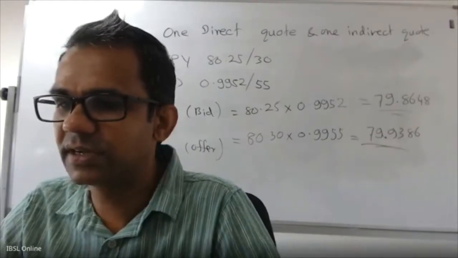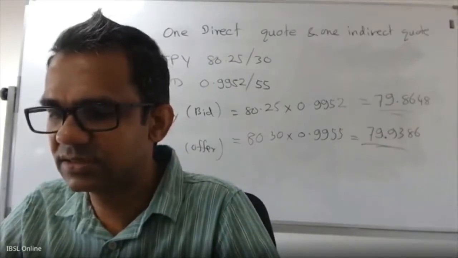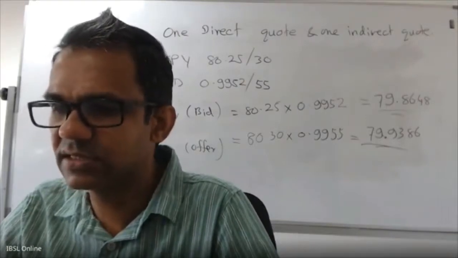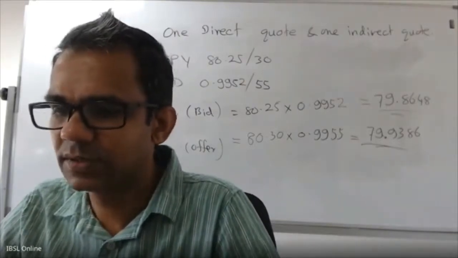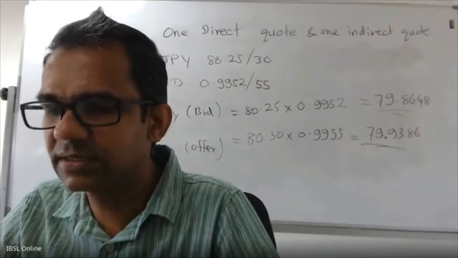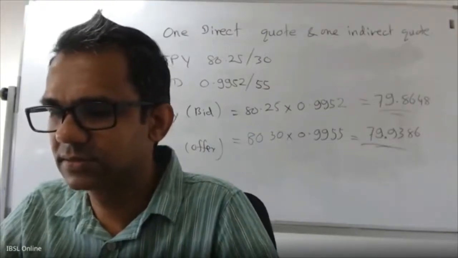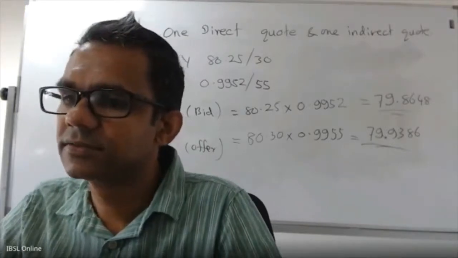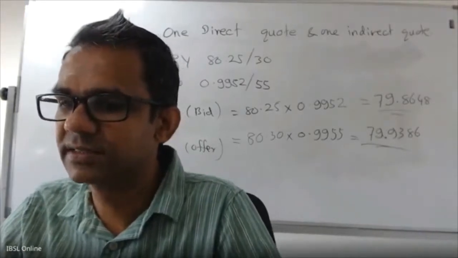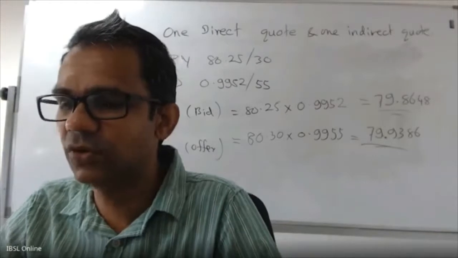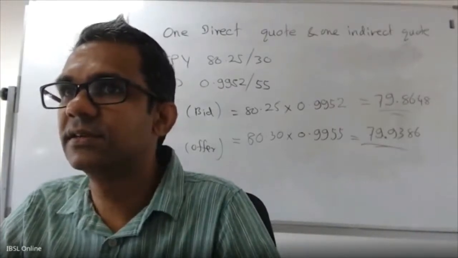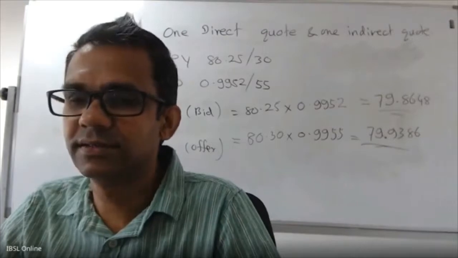Only very limited currencies are quoted in the direct method, others are quoted as indirect. Dollar is at the base. But when you calculate the cross rate, the stronger currency is at the base, except for euro. Euro will always be at the base.